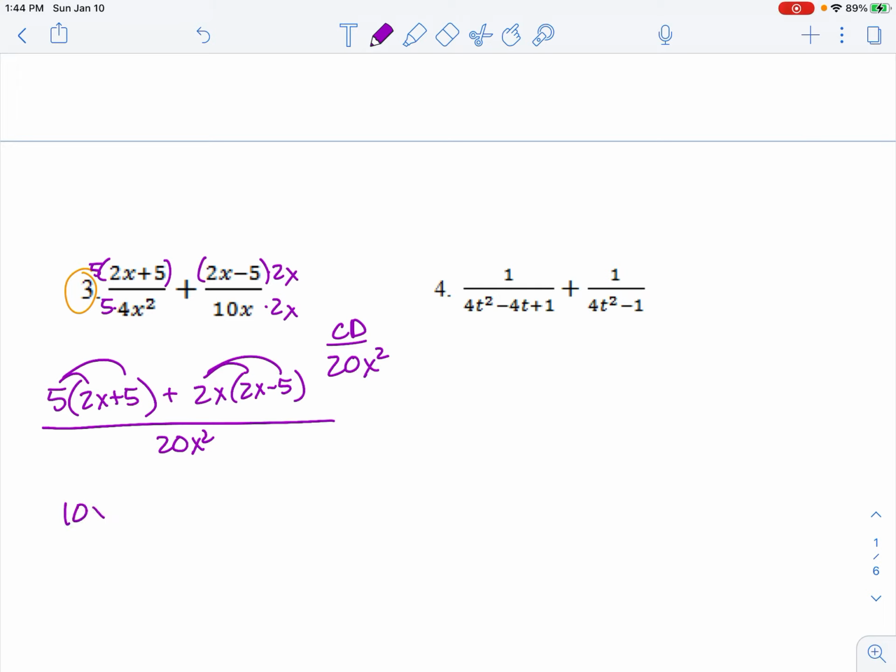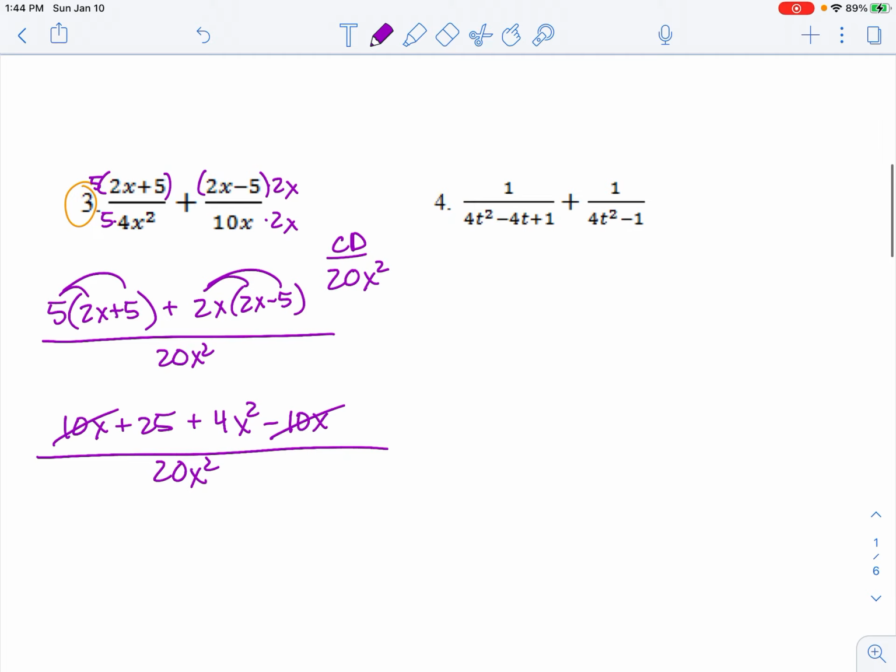I get in the numerator 10x plus 25 plus 4x squared minus 10x. This is all over 20x squared. My plus 10x and my minus 10x cancel out. So on the top, I have 4x squared plus 25.